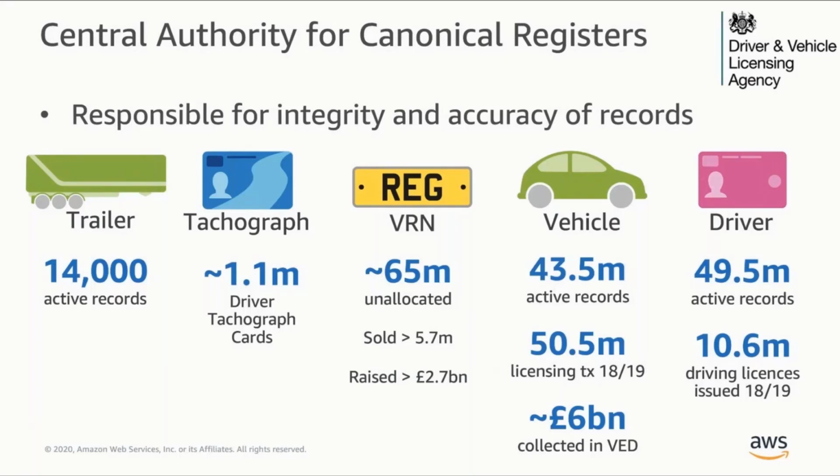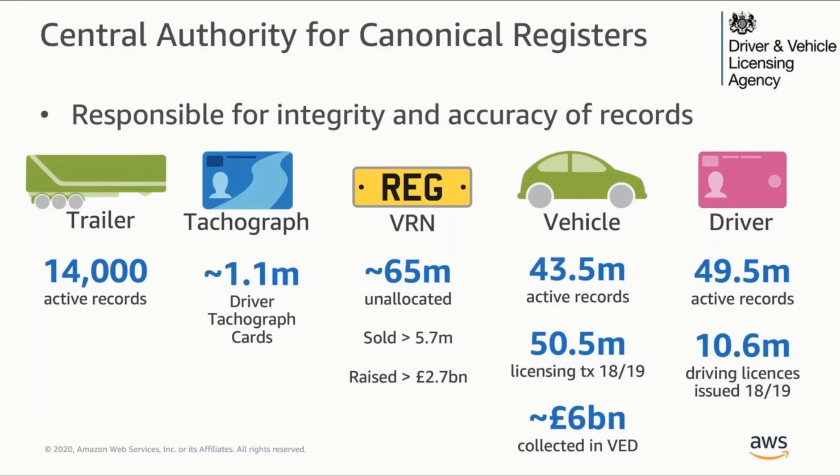And then we have our 2 core registers, which are considered part of the UK's critical national infrastructure, and these are vehicles and drivers. We have around 43.5 million active vehicle records, and they contain details about the vehicle, the history of registered keepers associated with them, and their license status. Every vehicle needs to be licensed each year to be driven on public roads. Last year, we processed over 50 million licensing transactions and collected around £6 billion in vehicle excise duty.